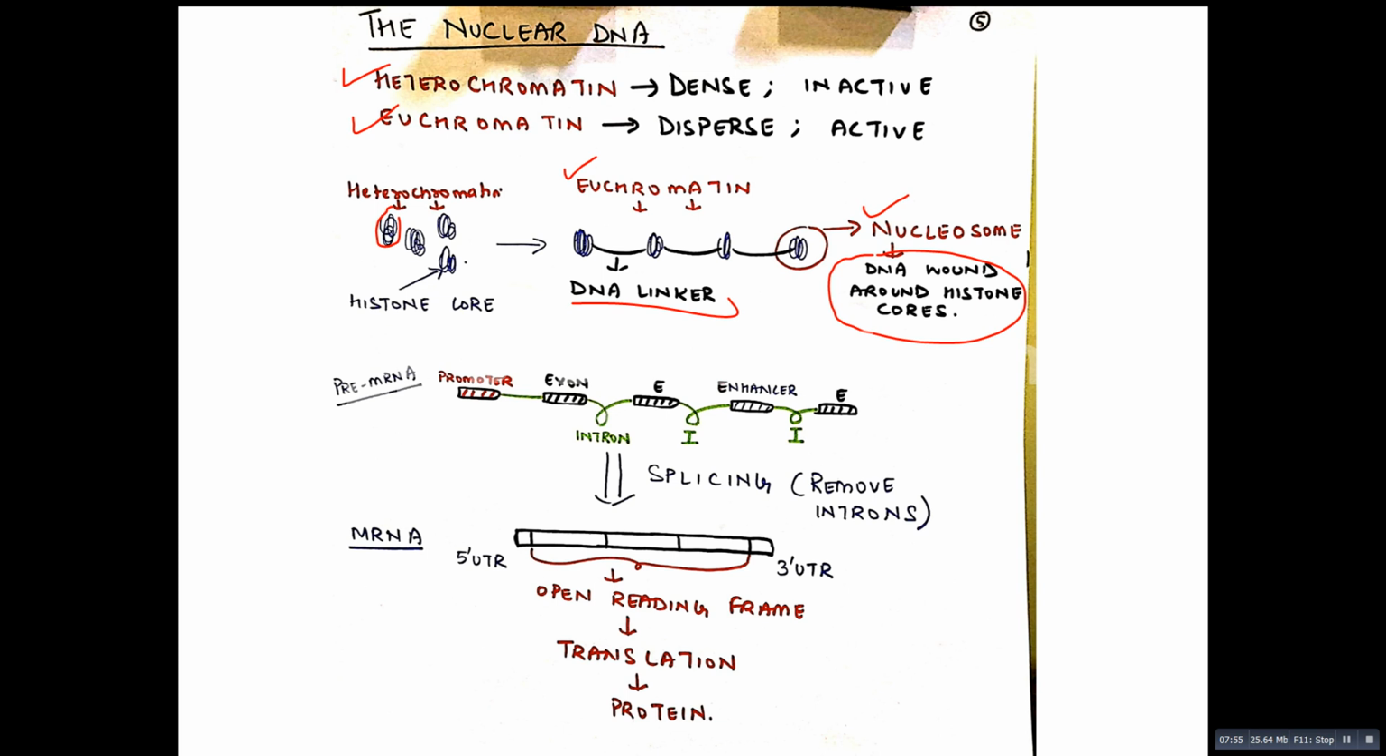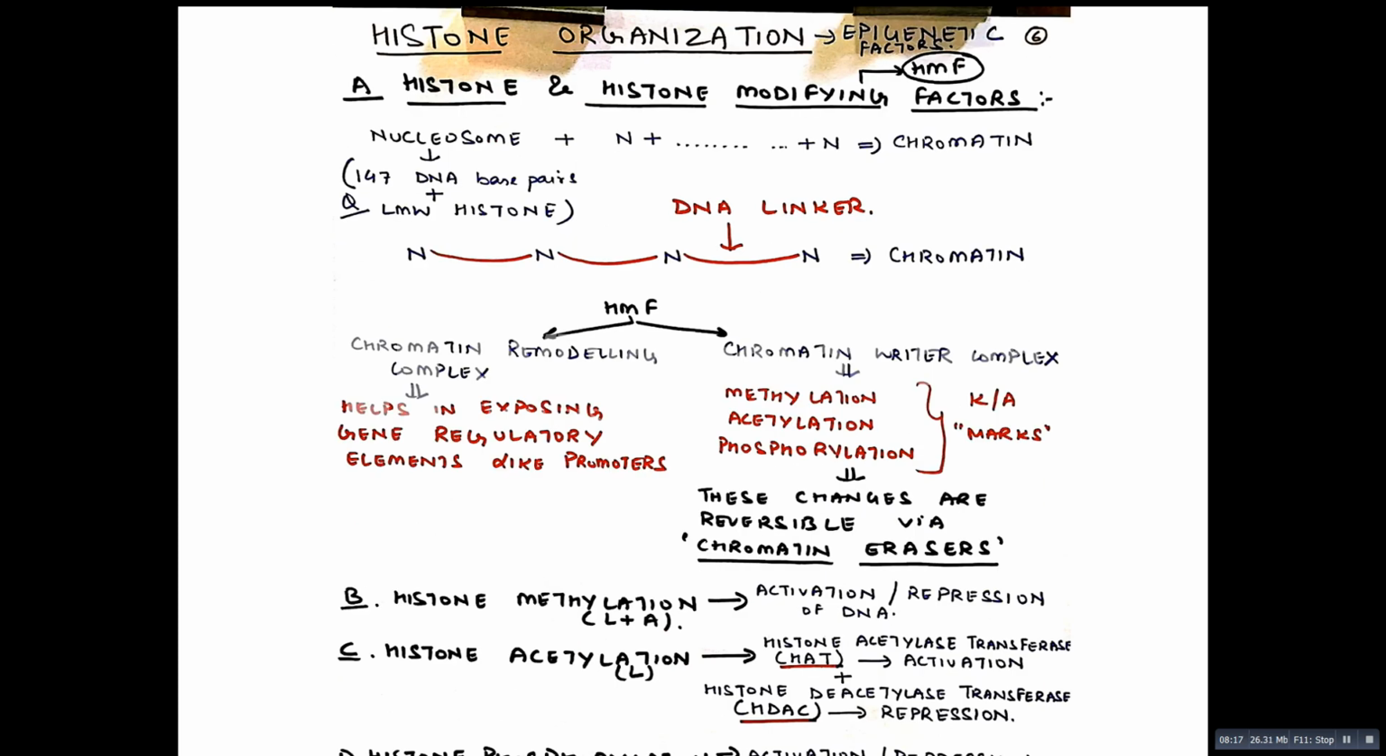As we have already shown, the pre-mRNA has introns, which on splicing form the mRNA. The mRNA has an open reading frame followed by translation and finally protein formation. Now, histone organization. These are the epigenetic factors, so these are present normally, but whenever there is dysregulation it will lead to abnormalities or maybe cancer. Let us see number A, histone and histone modifying factors.